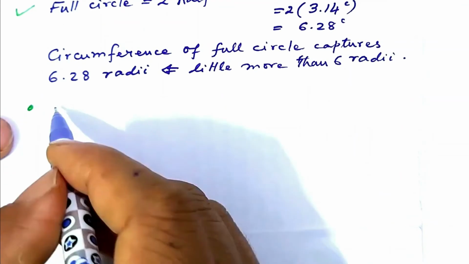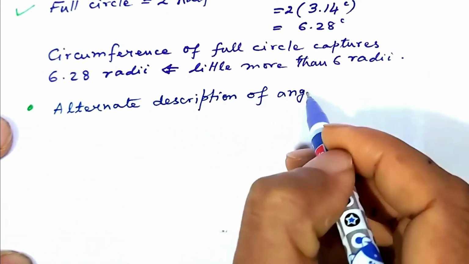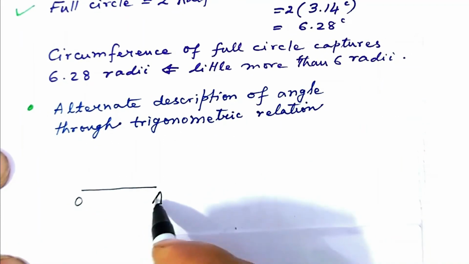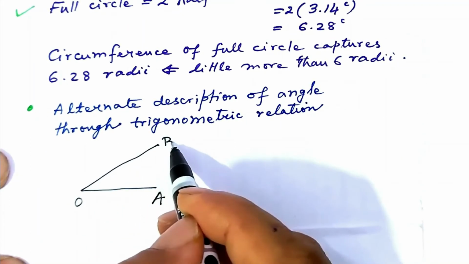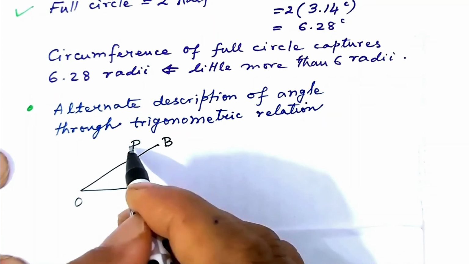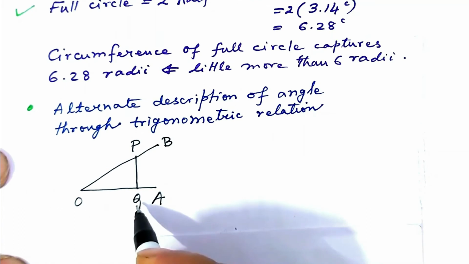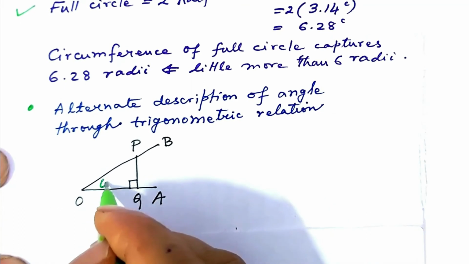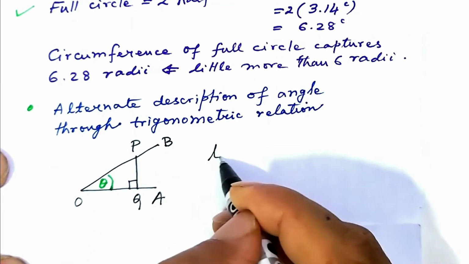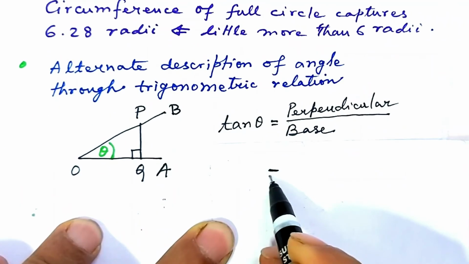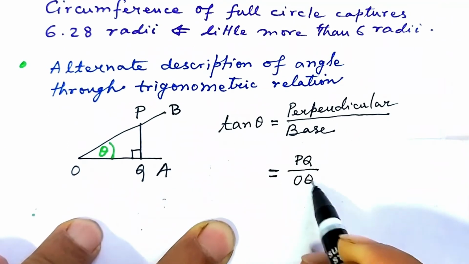Let us furnish an alternate description of angle through trigonometric relation. This is line OA and this is line OB. Drop a perpendicular from point P. The foot is Q. This is obviously 90 degrees. This angle AOB is theta. Tan theta equal to perpendicular by base. So it is equal to PQ by OQ.